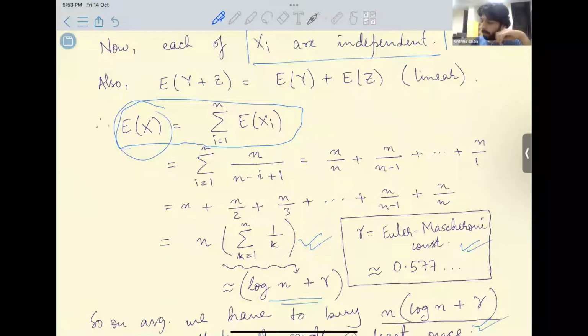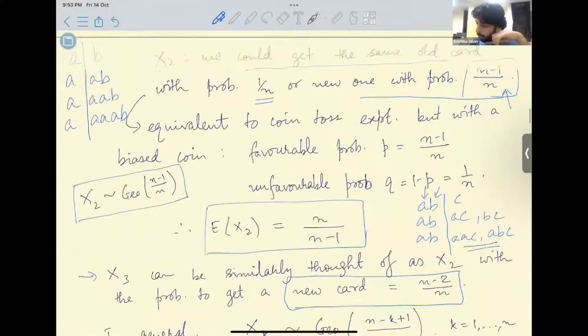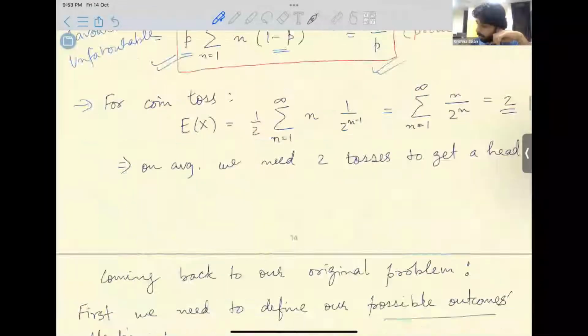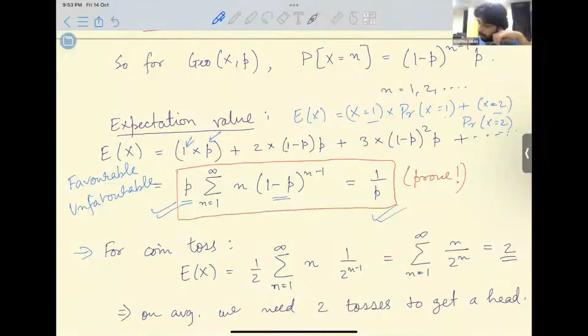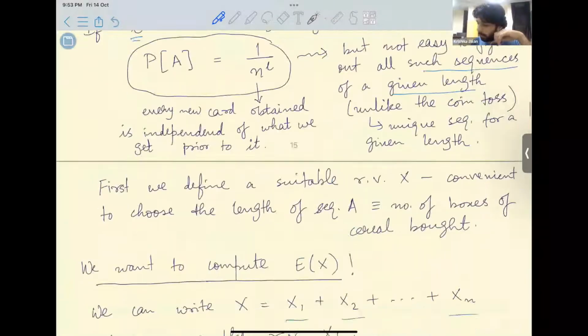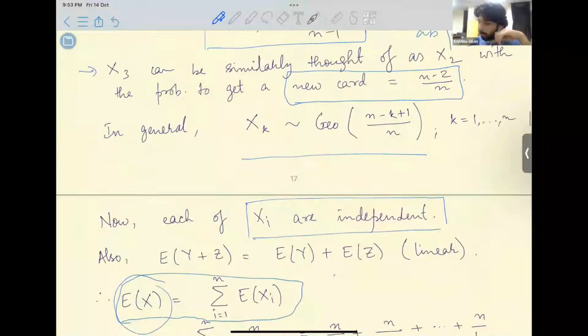Right. So if you remember, let's go back to the coin tossing experiment. So expectation value of this geometric distribution is 1 by p. P was the favorable outcome. Favorable outcome is probability p. Unfavorable is 1 minus p. So now each of the xk is a geometric distribution. And what is the favorable outcome? N minus k plus 1 by n.